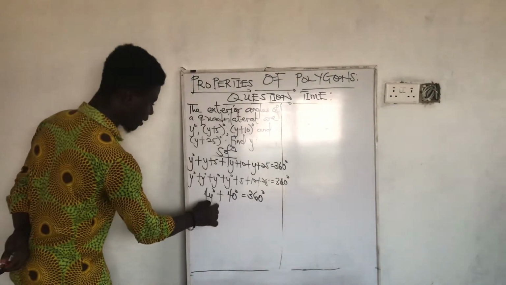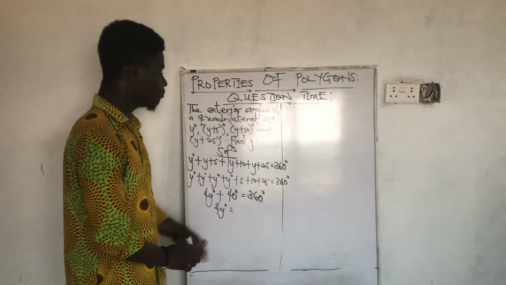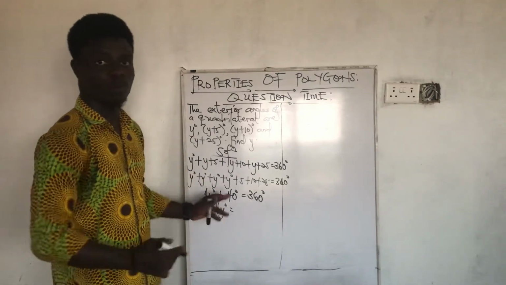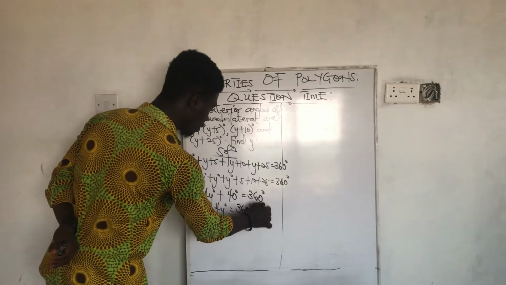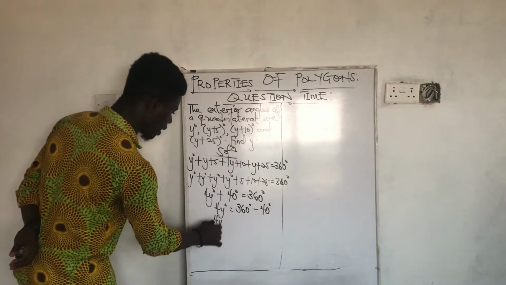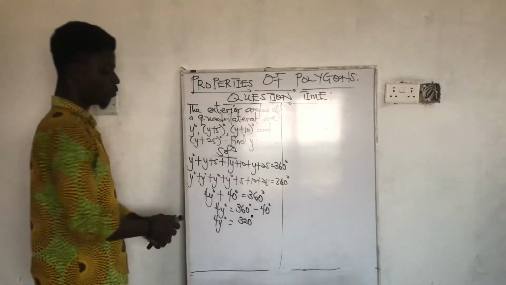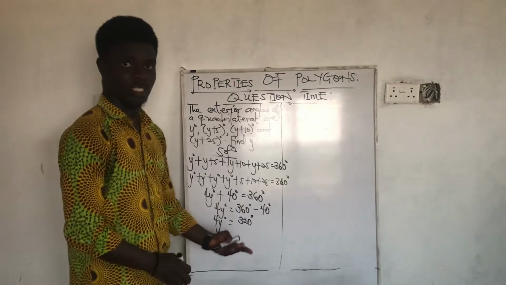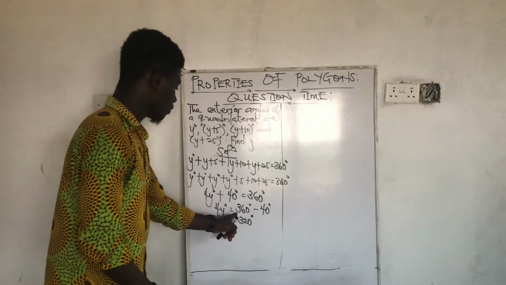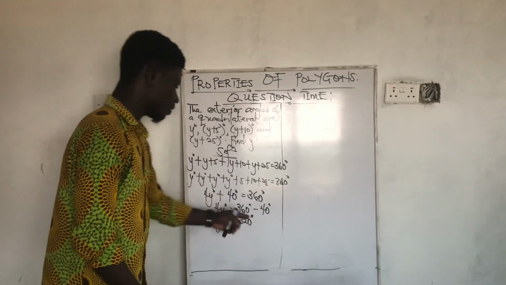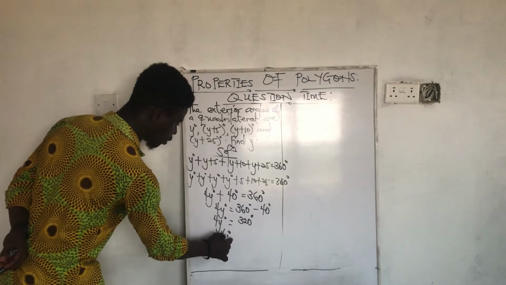So group like terms. 4y equals 360 minus 40, because the 40 crosses the equal sign and becomes negative. So 4y degrees equals 320 degrees. This is very simple subtraction. 6 minus 4 is 2, 3 minus 0 is 3, 0 minus 0 is 0. So 320 degrees. We divide both sides by the coefficient of y, which is 4.